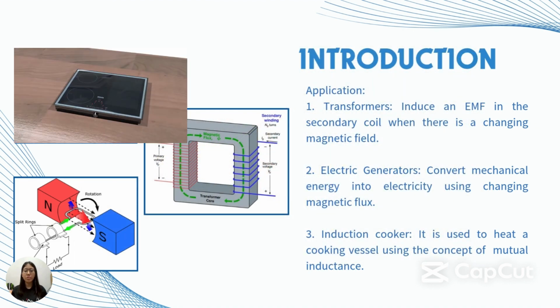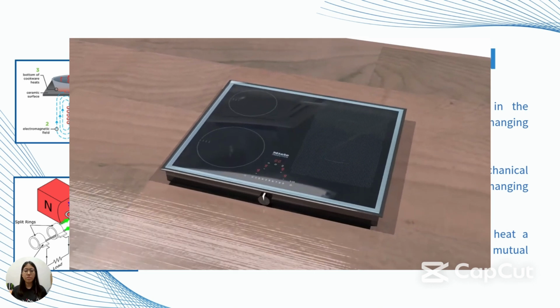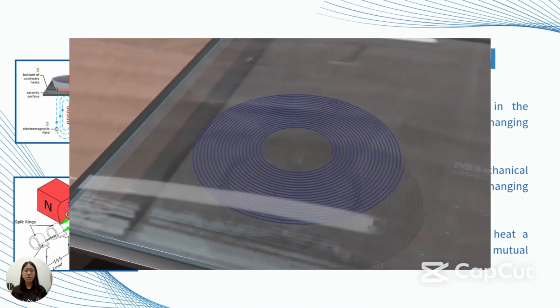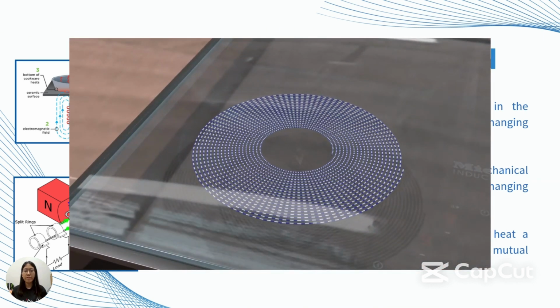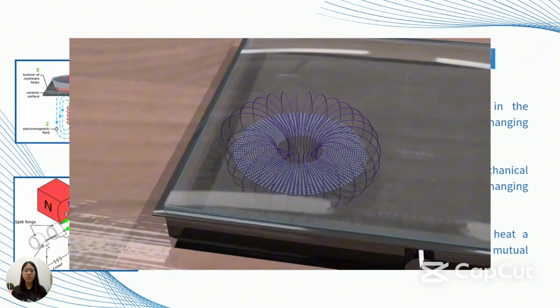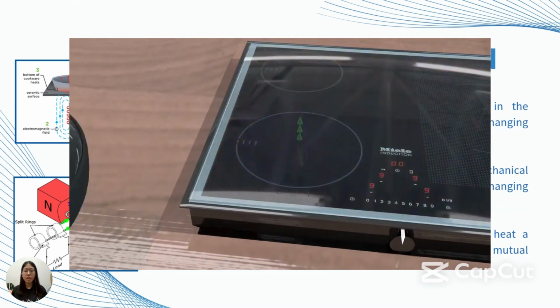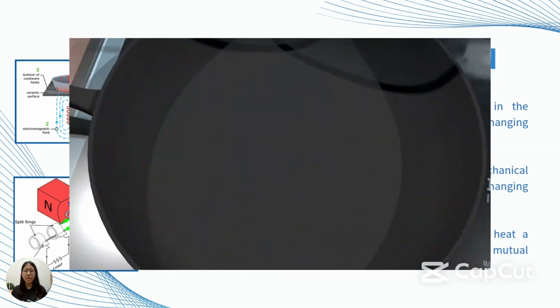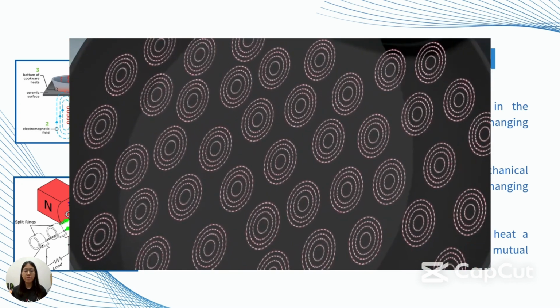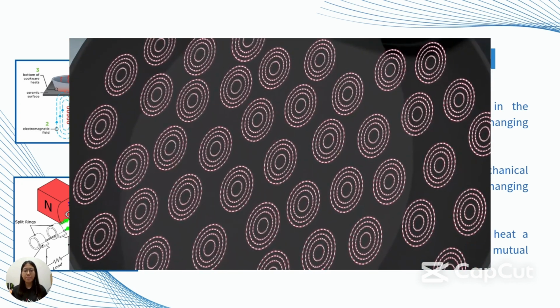And last, induction cookers. An induction cooker works based on mutual induction, which is also derived from Faraday's law. When the AC current passes through the coil, it generates a changing magnetic field which induces an eddy current in the base of the pan, and then converted into heat, allowing the food to cook without a flame.